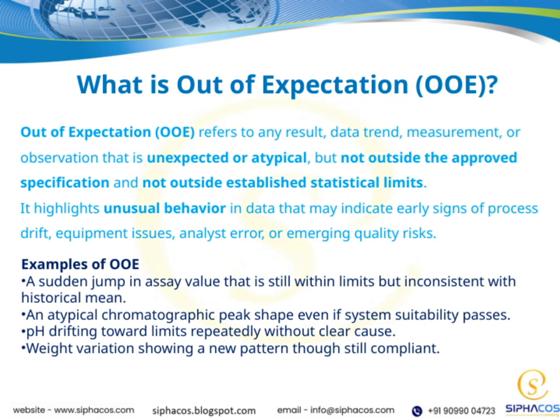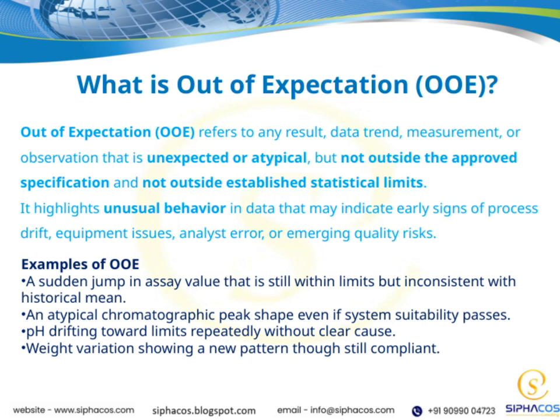We also encounter pH levels drifting toward the limits repeatedly without a clear reason. This kind of fluctuation might seem minor, but if it happens frequently or persistently, it could be a sign that something is changing in the process that we need to address. Similarly, weight measurements showing a new pattern, though still within compliance, can be a clue that something is shifting. It's important to recognize these patterns early so we can investigate before they develop into bigger issues.